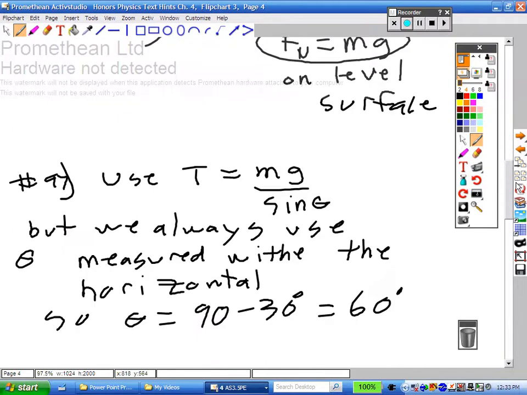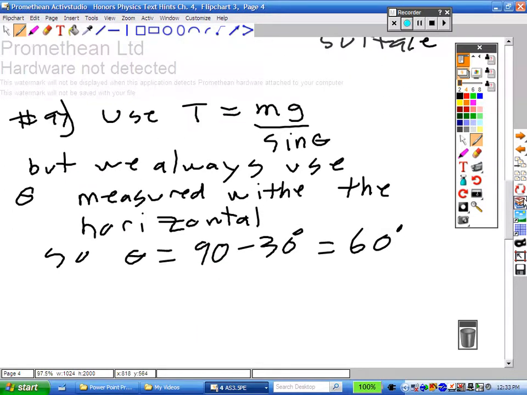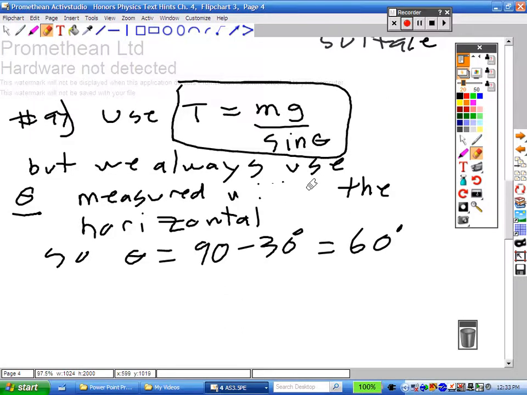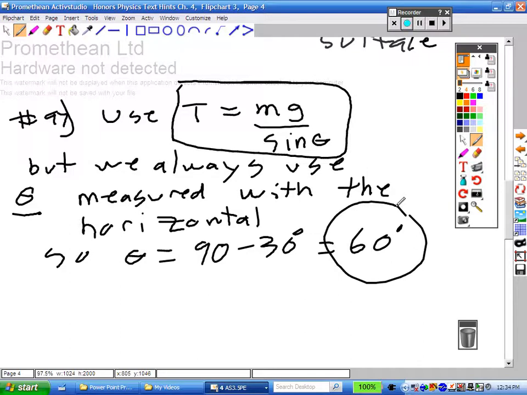The final hint I would like to give you is number 97. There is a tension formula that we have from the notes, and that's T equals mg over sine theta. I derived that assuming that theta would always be measured with the horizontal. So the important thing is to always measure the angle with the horizontal. So instead of using the 30 they give, use 60 degrees. Again, that will fall in place nicely.